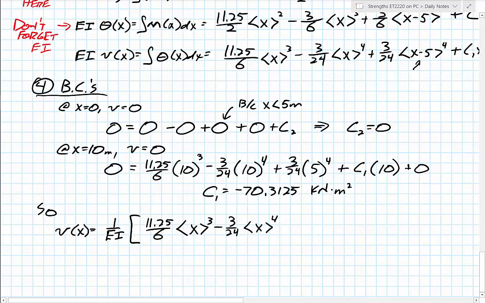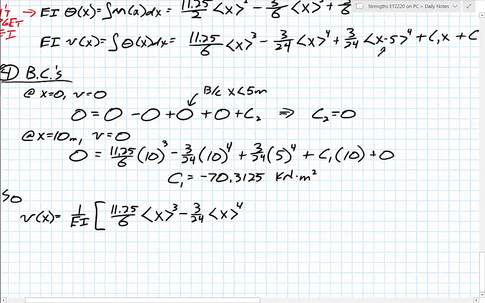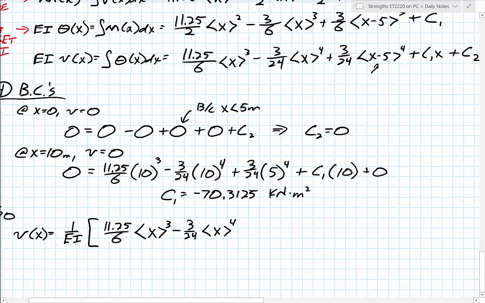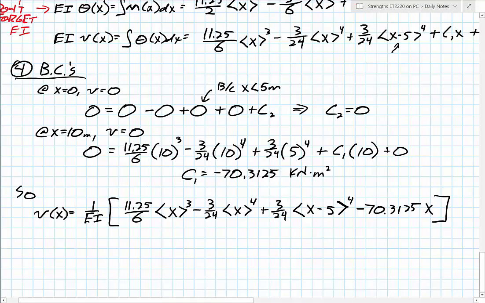Notice I'm still in singularity function form because when I want to know the actual deflection, I'm going to go back, and it depends on whether the singularity function is on or off. I have x minus 5 to the fourth power, and then I have this constant, minus 70.3125 x. So that's really what I'd be interested in.